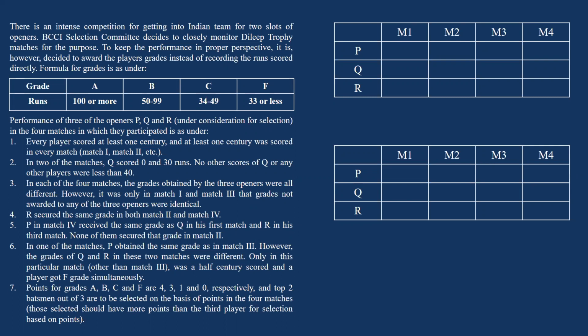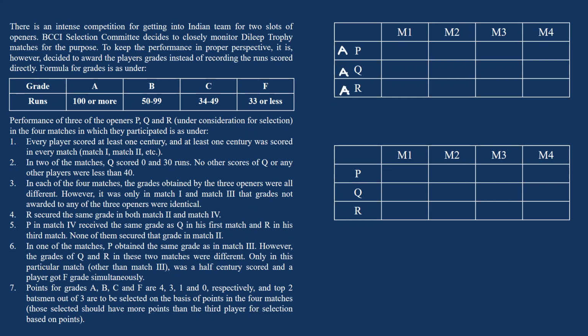So you're given that if a batsman scores 100 or more, he will be given grade A, 50 to 99 grade B, 34 to 49 grade C, 33 or less grade F. The performance of these three openers P, Q, R in the 4 matches in which they participated is as under. Every player scored at least 1 century. So you need to have A grade here, A grade for Q, A grade for R, for sure.